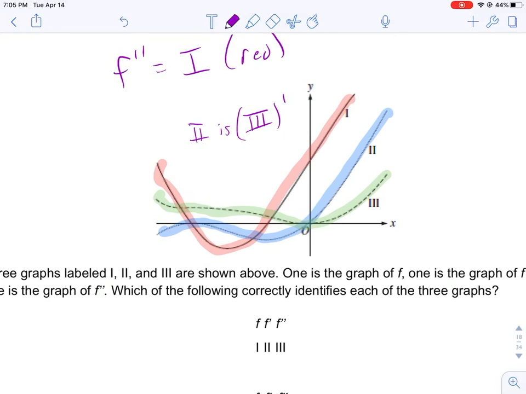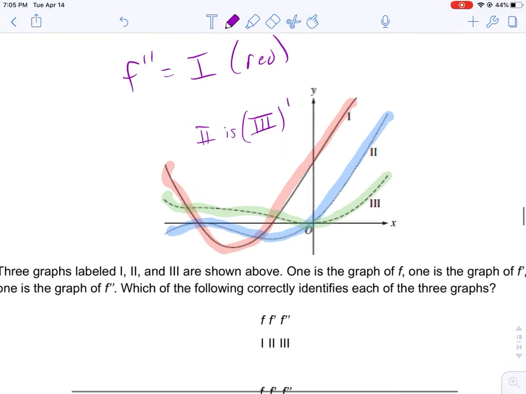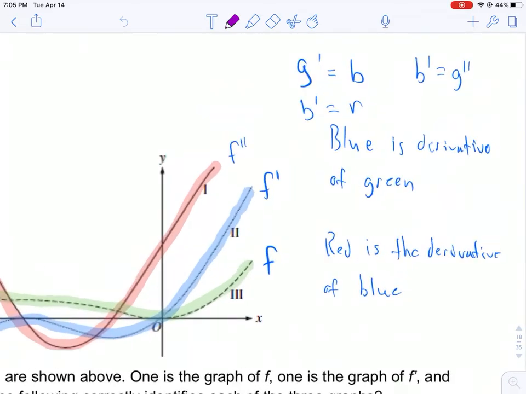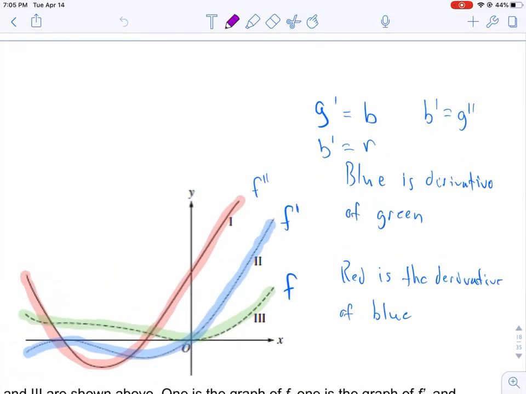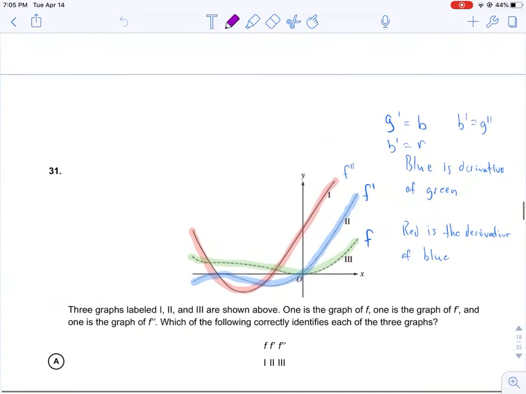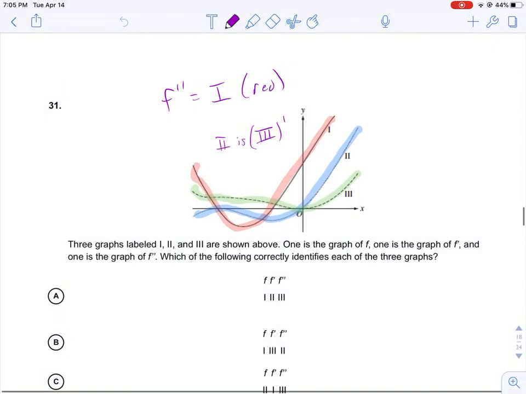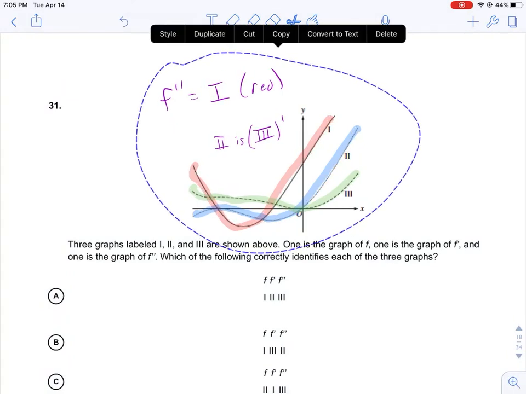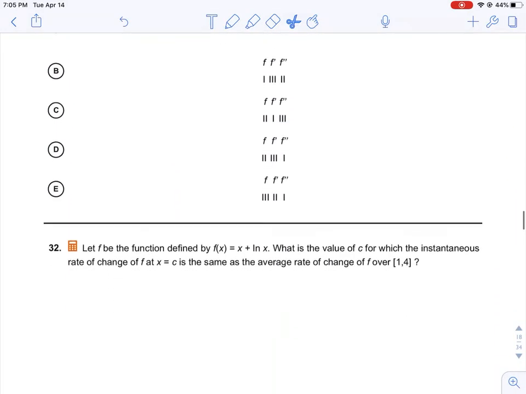And then what is red? Red's not the derivative of anything, so we know red is f double prime already. And so here I have it summarized. We have blue is the derivative of green, red is the derivative of blue, so therefore green is the original function, and then blue is the derivative function. Okay, just be careful with those. Those can get a little confusing, I think, at times.